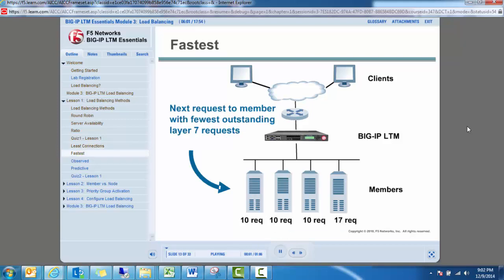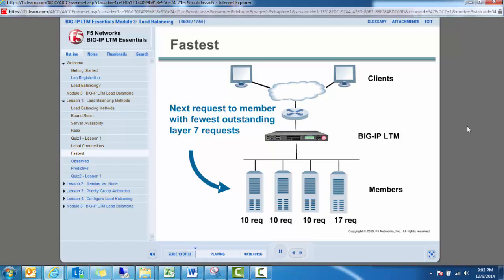The load balancing method known as fastest uses the outstanding layer 7 requests to decide where to send the next client request. You might have assumed the fastest load balancing method used response time to make a decision. But what response time should be used?